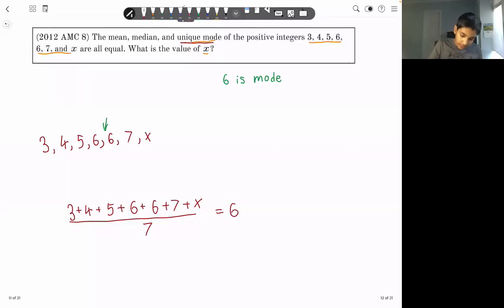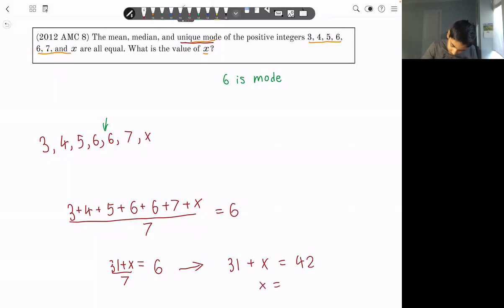Now we can solve this. We get 3 plus 4 plus 5 plus 6 plus 6 plus 7 plus x. Well, we can add it up and we get a value of 31 plus x, over 7, equal to 6. And simplifying, we get 31 plus x equal to 42. So x is equal to 11, because we can just subtract 31 from both sides. So our answer is 11 then.